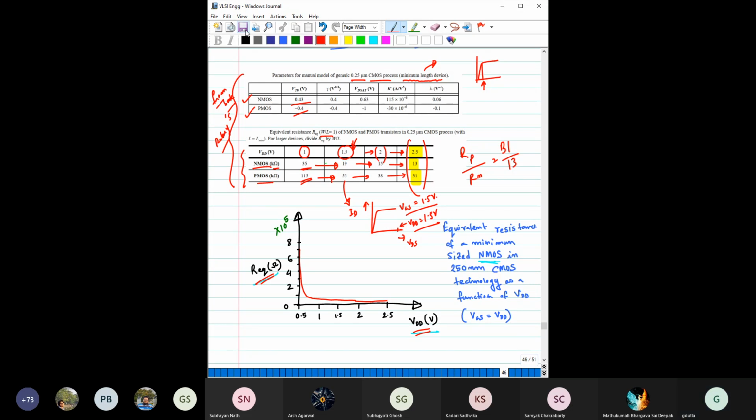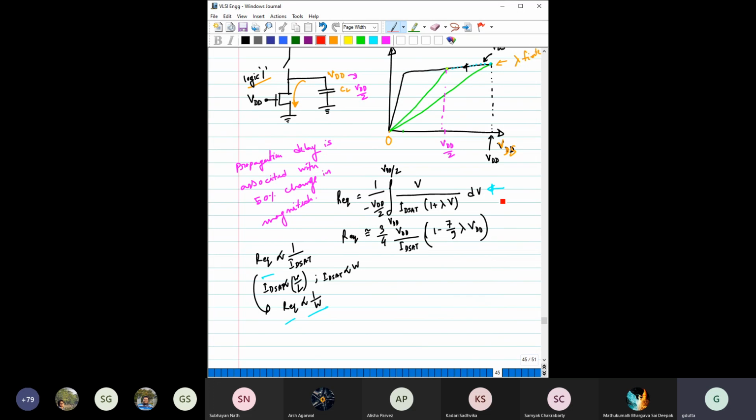Yes, sir. So could you please explain the R equivalent versus VDD graph that you've drawn again, because it doesn't match any of the expressions we derived earlier. We got the closed form expression, and that was a downward parabola, but this doesn't resemble a downward parabola in any region. So, yeah. Here, have we not done some approximation in this?